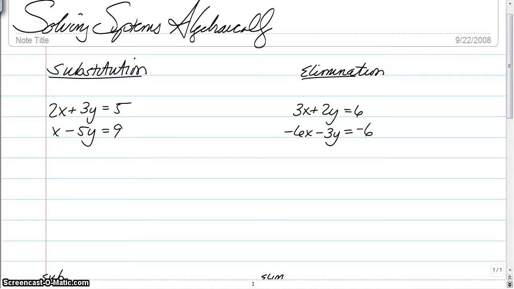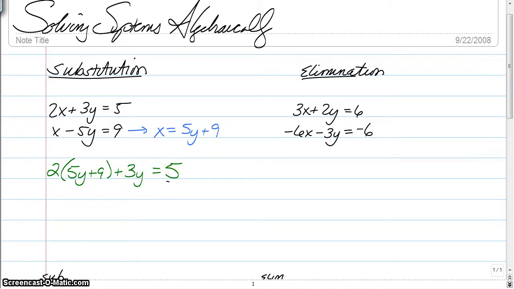Now substitution works best when you have a variable in one of your two equations that is all by itself. So what you want to do is rearrange this one so x is all by itself. So this is going to become x equals 5y plus 9. All we had to do is add this negative 5y to the other side, and we've got it. So now we know what x equals. So we go to our other equation and we just substitute 5y plus 9 in for x. So we have 2 times (5y plus 9), and then we have plus 3y equals 5.